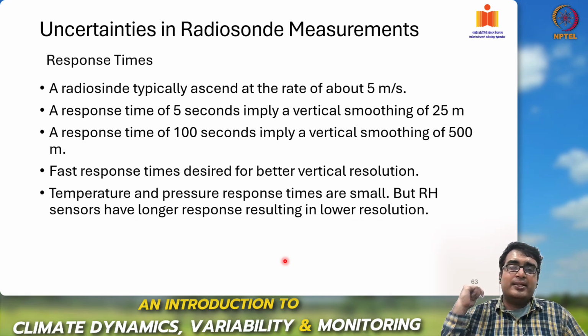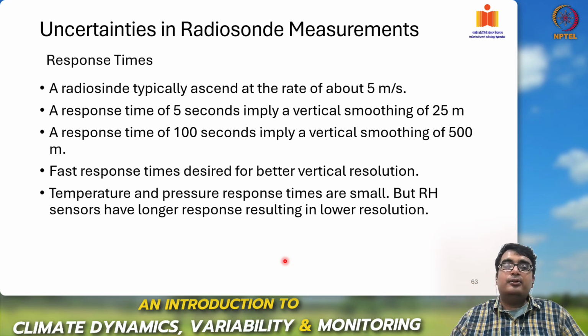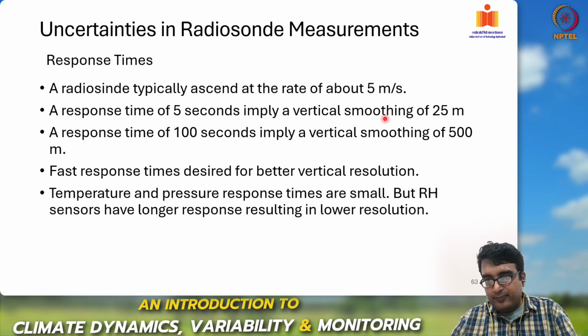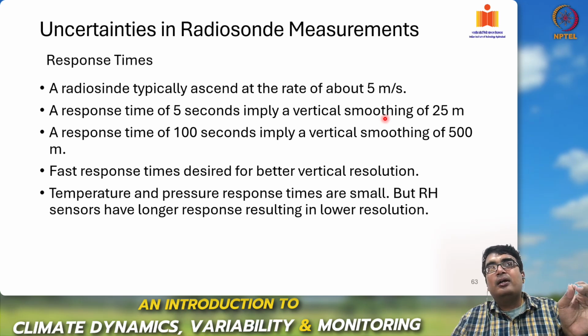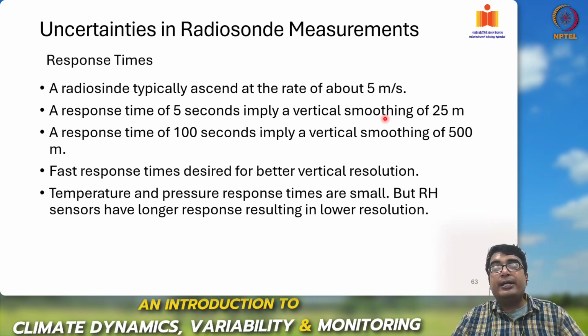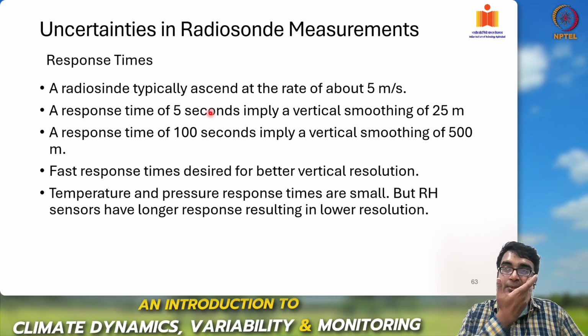Typically, one of the uncertainties is the response time. The radiosonde, I will change the spelling, there is a mistake here, typically ascends at the rate of 5 meters per second. Okay. A response time of 5 seconds implies, so if the response time of a sensor is 5 seconds, then the sensor signal is only sensing over a distance where the instrument has moved by 25 meters. Okay. So there is a vertical smoothing of 25 meters if the sensor response time is 5 seconds.